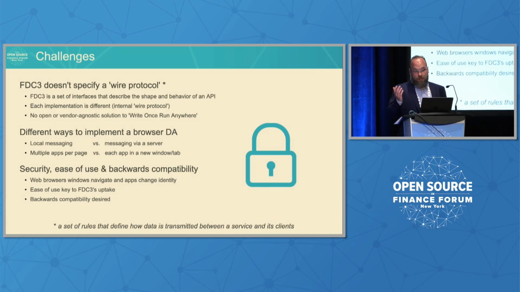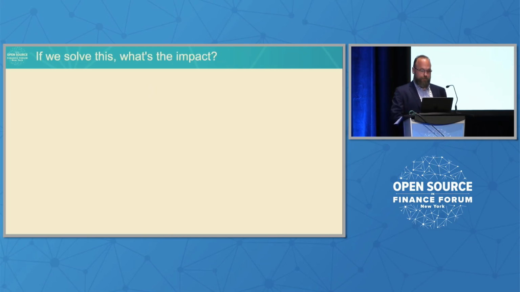And ease of use has always been key to FDC3. It's one of the things that's driven the high uptake of the FDC3 API over other interoperability standards that have been around longer, but just haven't achieved the same sort of use. And we always want to have backwards compatibility so that applications don't have to be maintained to continue doing things that they always do, or always did.